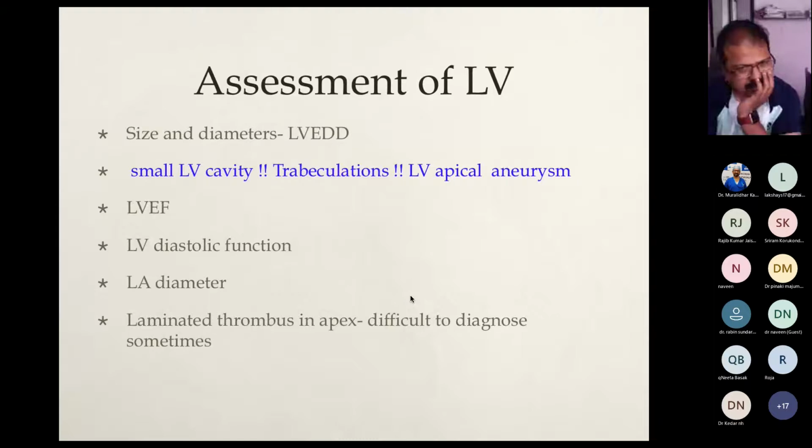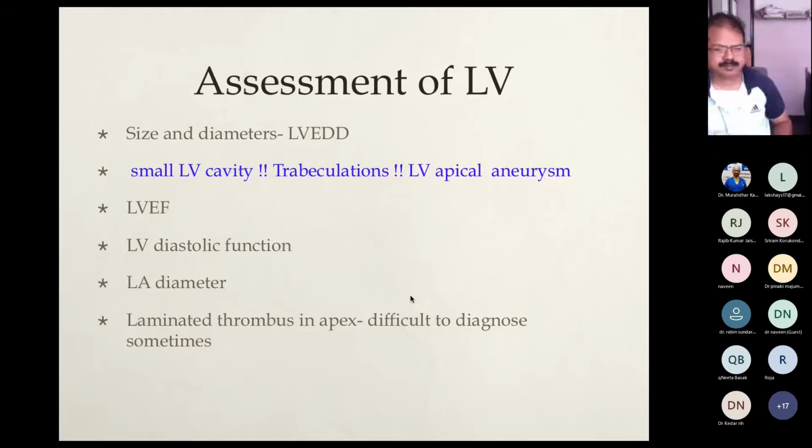In the assessment of the LV, we need to check the baseline left ventricular end diastolic diameter, because after LVAD it's supposed to come down. If the LV cavity is small, then it's a problem. If there are more trabeculations and a small LV cavity, then there is more chance that the inflow cannula can get stuck there and cause obstruction. So the bigger the LV cavity, the better for the LVAD inflow cannula to function. If there is a large apical aneurysm in the LV, that's a huge problem for the surgeons to put in an LVAD, and if the apex has been thinned out, LVAD is not possible.